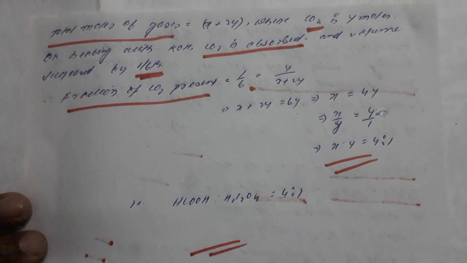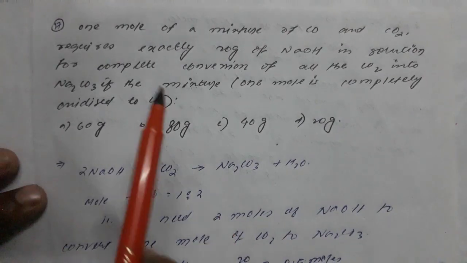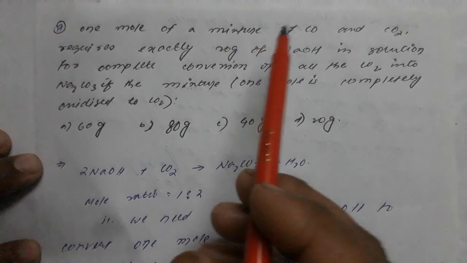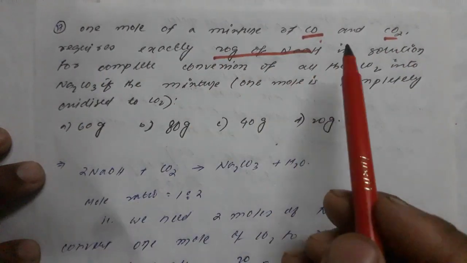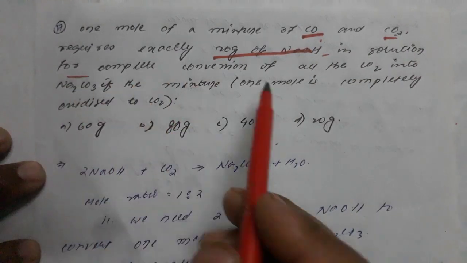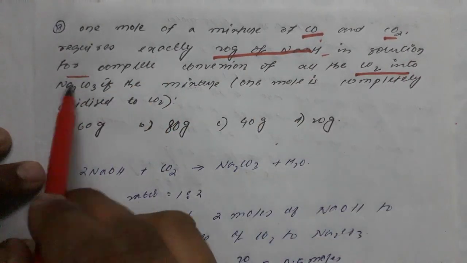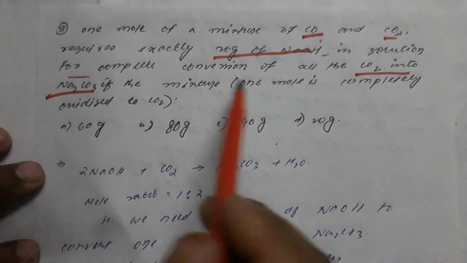So try to go through these things. Another good question here. 1 mole of a mixture of carbon monoxide and carbon dioxide requires exactly 20 gram of sodium hydroxide in solution for complete conversion of all the CO2 into sodium carbonate in the mixture.